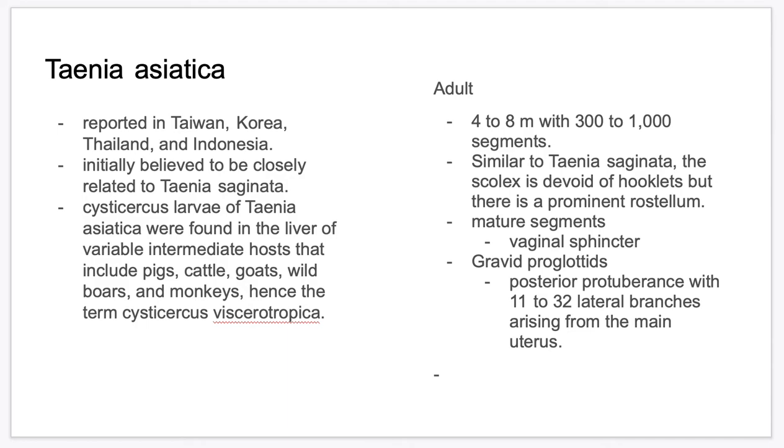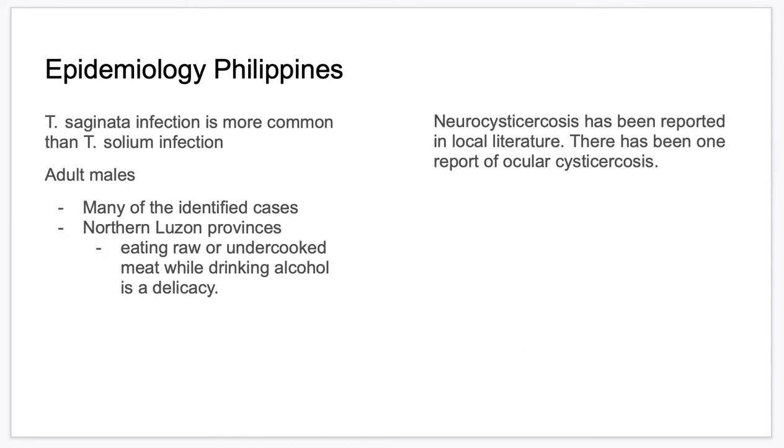The mature segments have a vaginal sphincter, and the gravid proglottids have a posterior protuberance with 11 to 32 lateral branches arising from the main uterus. In the Philippines, Taenia saginata is more common than T. solium. There are many identified cases in adult males in northern Luzon provinces because they eat raw or undercooked meat while drinking alcohol as a delicacy.